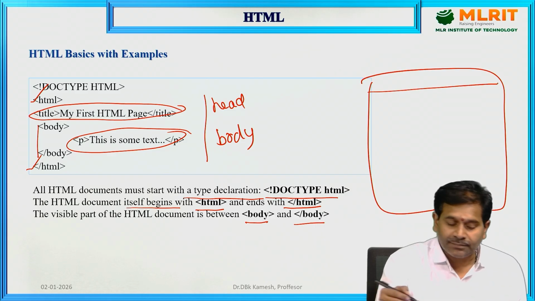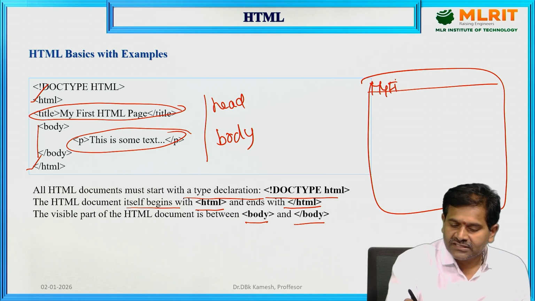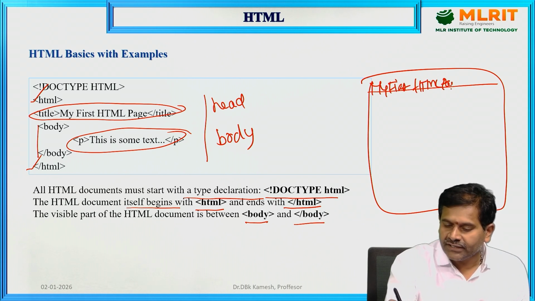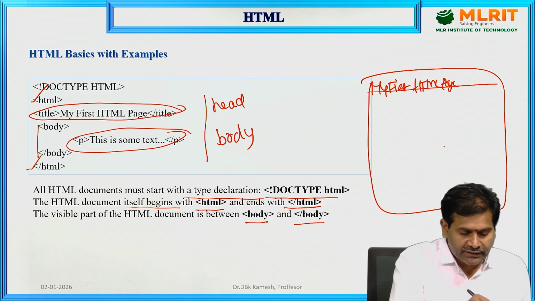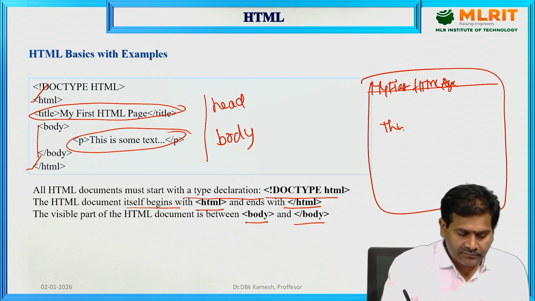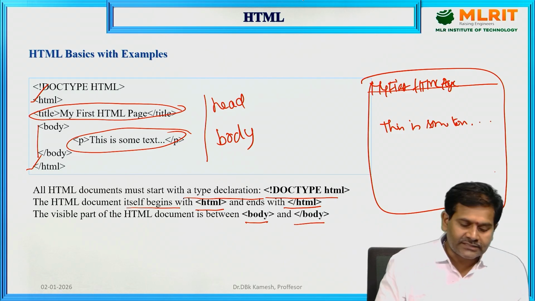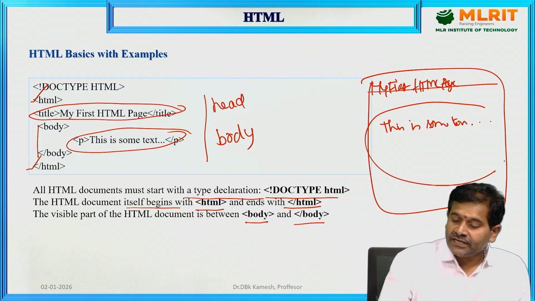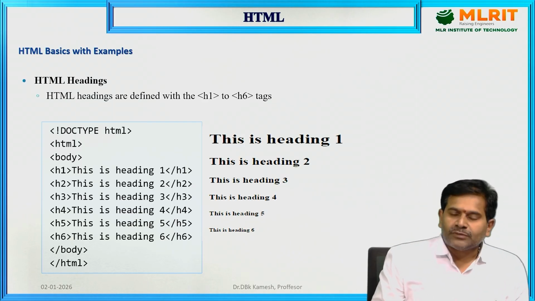So in the header, the title which is given is my first HTML page. In the body part, we have given some text like this. This is showing in the body part. The entire thing is called the body part. Then we have given some examples.